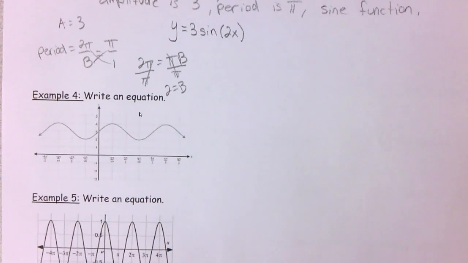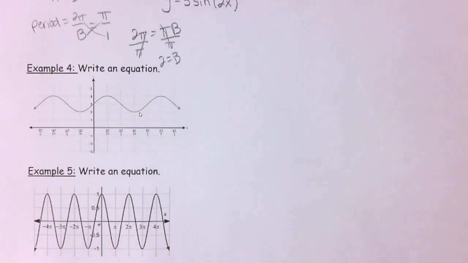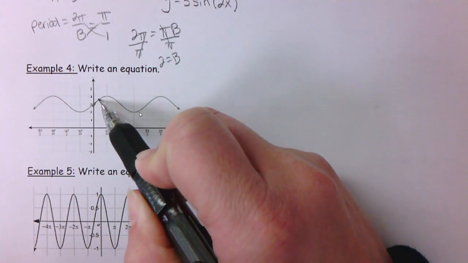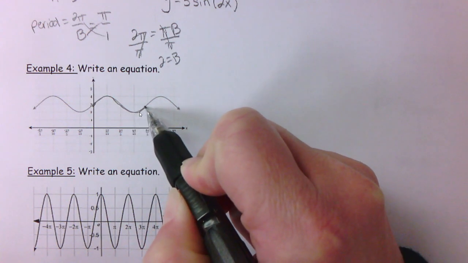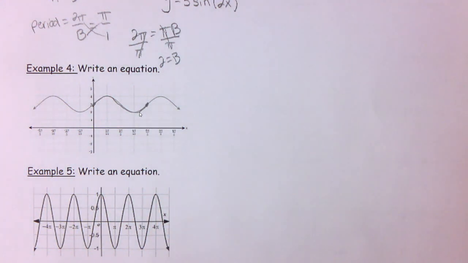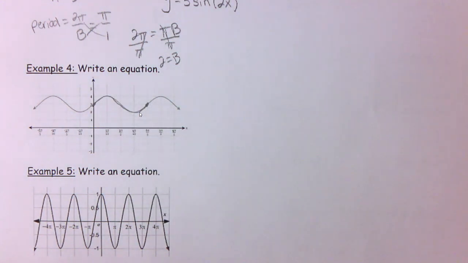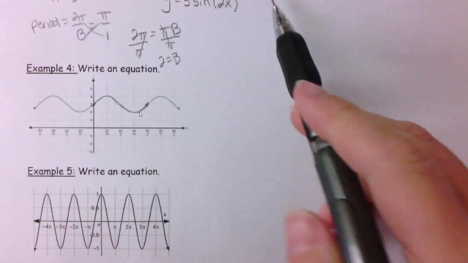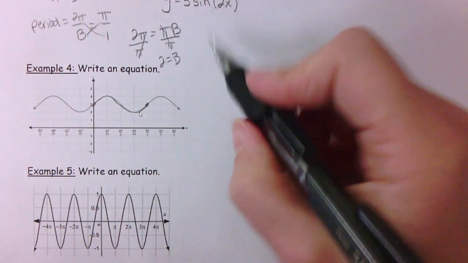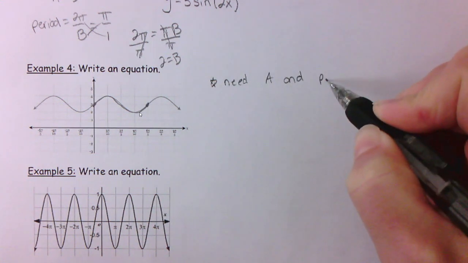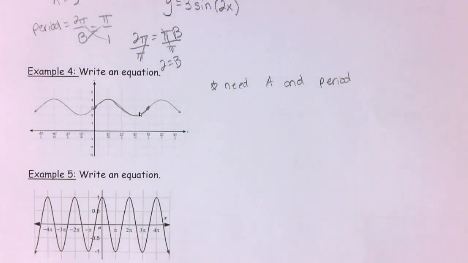So these next couple. So I'll do 2 examples with you before I set you guys off on your own. So we're just going to write an equation based on a graph. Okay? So I start here, and then I kind of have this function going on. So right away, because it's that shape, we know it's going to be sine. I need the amplitude and the period in order to find the equation. Okay, so I need A and the period to solve for B.